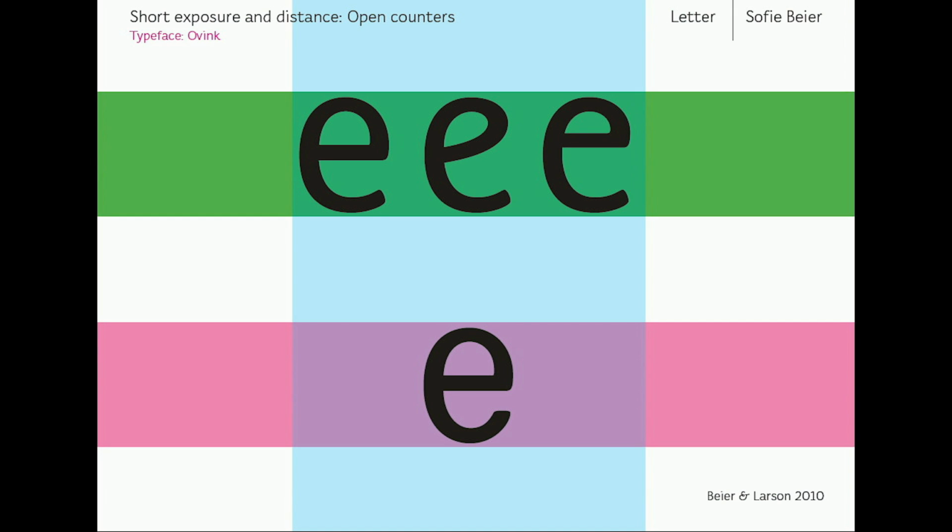This is an example from the same study also. 4 different letters E from within the same typeface. And here you can see that you can do quite a lot of different things with the bowl of the E. As long as the counters are open, they are more legible than the closed one at the bottom.